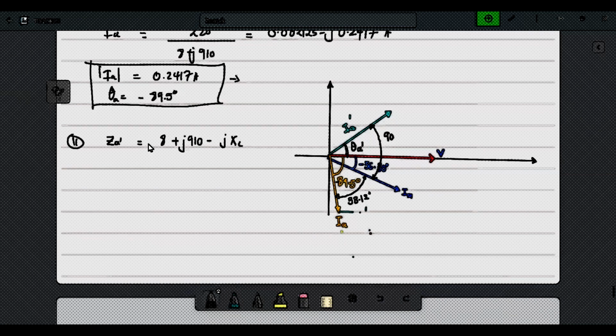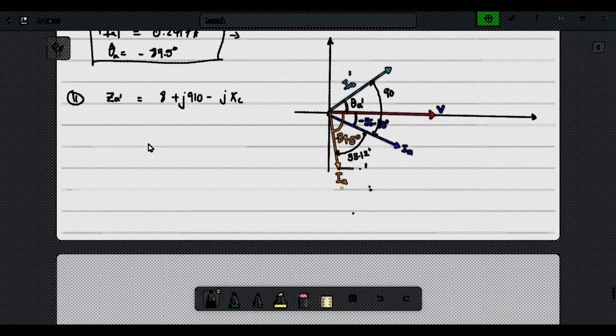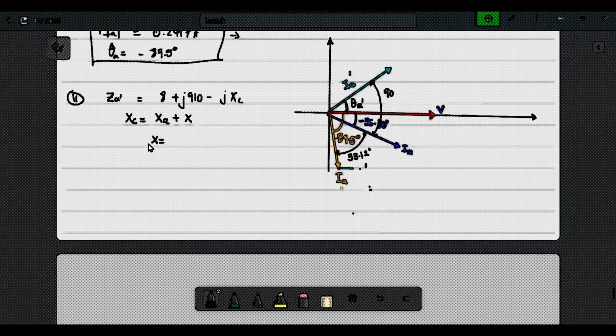We add the capacitor. This capacitor's capacitive reactance XC is simply equal to the original reactance in the auxiliary winding plus some new value X, where X is the difference between the capacitive reactance and the inductive reactance. Remember, initially it was just the inductive reactance. So ZA prime, the new value, I can simplify as the original plus the difference between these two, which I'll call X. I need to find this value of X first, and you're going to understand later.